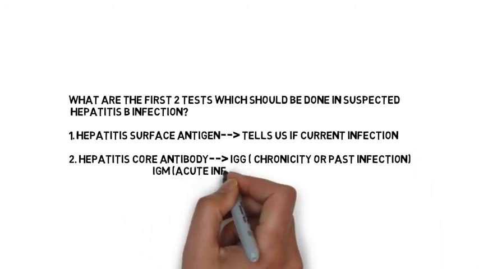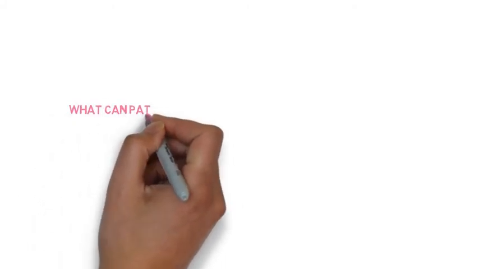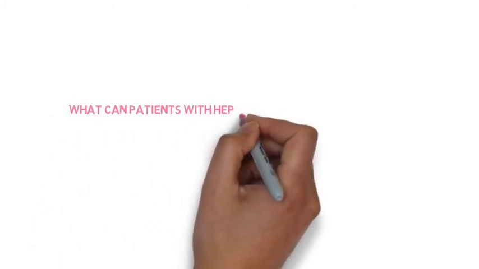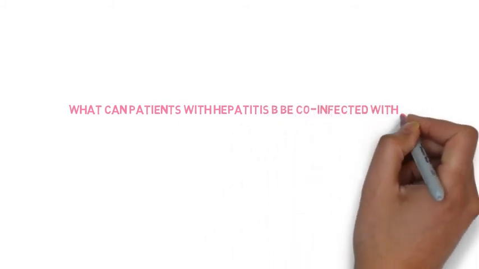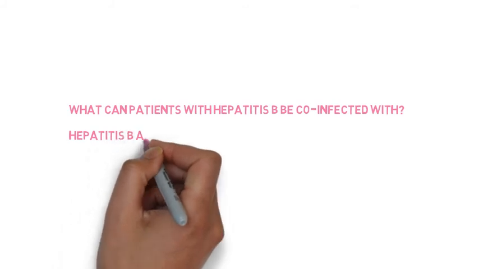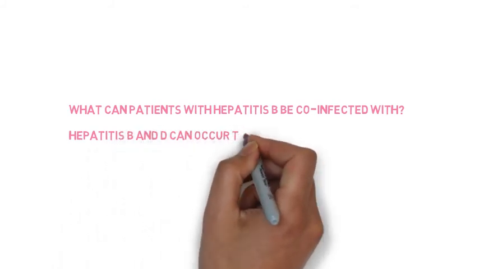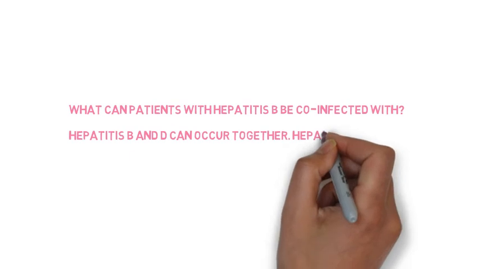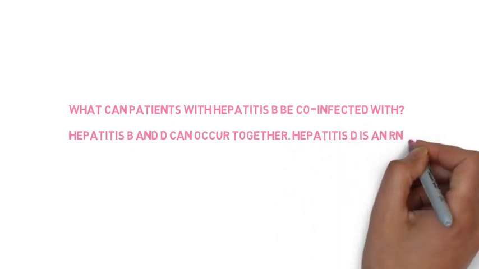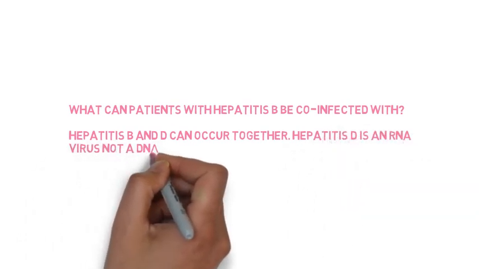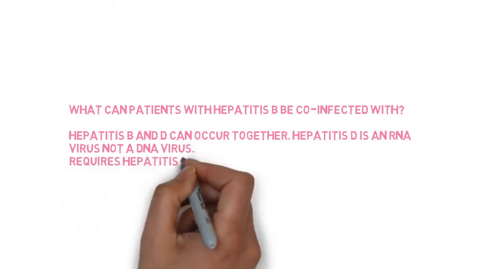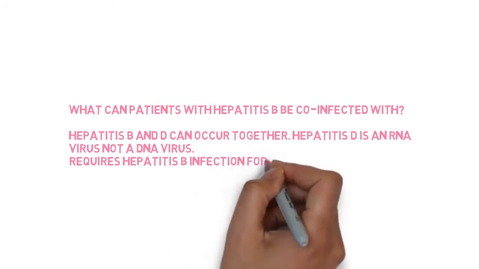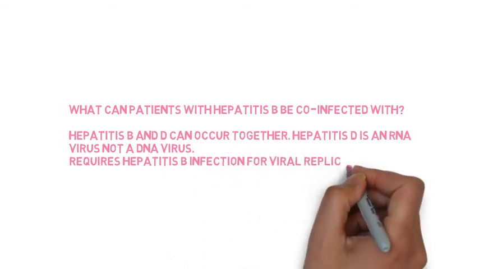Now, our next question. What can patients with hepatitis B be co-infected with? Now, the answer to this is hepatitis D. Hepatitis B and D commonly can occur together. Hepatitis D is an RNA virus and hepatitis B is a DNA virus. But hepatitis D requires hepatitis B infection for viral replication.